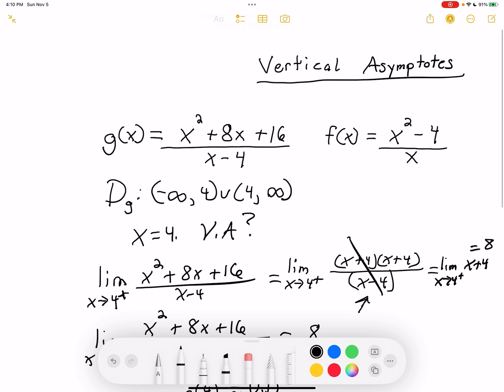That was the only possible place a vertical asymptote could have existed because it's the only number that the function is not defined for, and therefore we can say g of x has no vertical asymptotes.